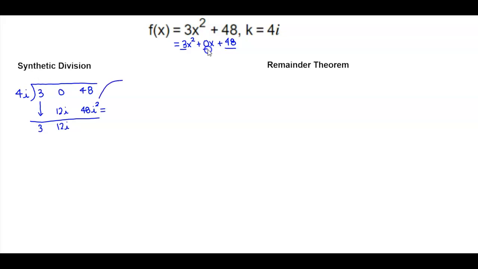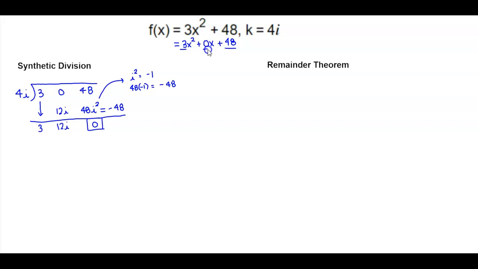Well, let's go ahead and multiply that. Remember that i squared is equal to -1. So if we take 48 and multiply that by -1, we're going to get -48. So 48 minus 48 is going to give us a remainder of 0.